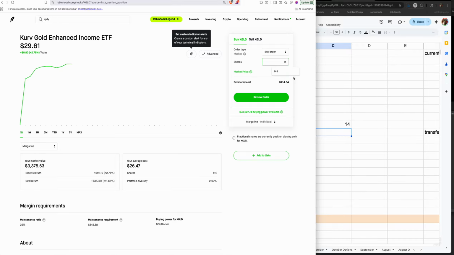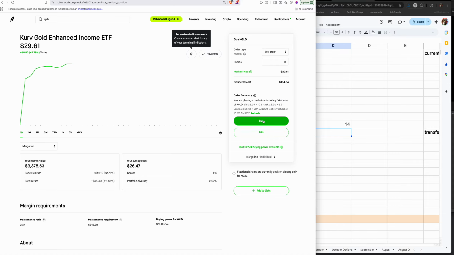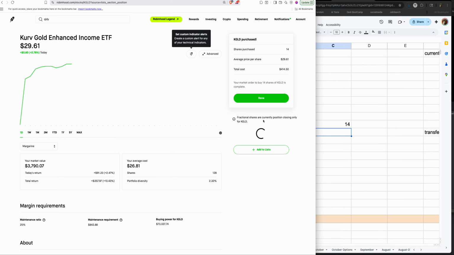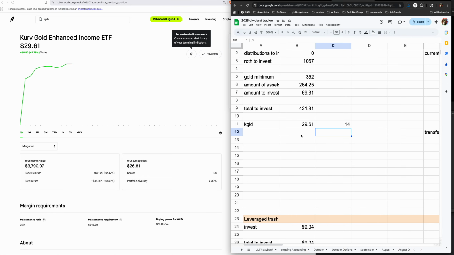14. That's $414.54. So we're going to buy that. We'll see what it winds up being when it's actually placed. Okay, so we spent $414.50.